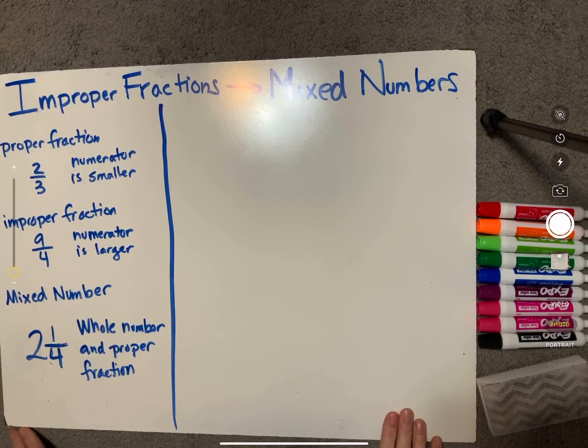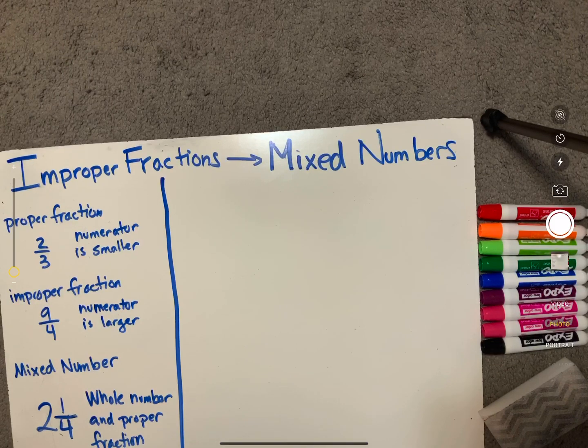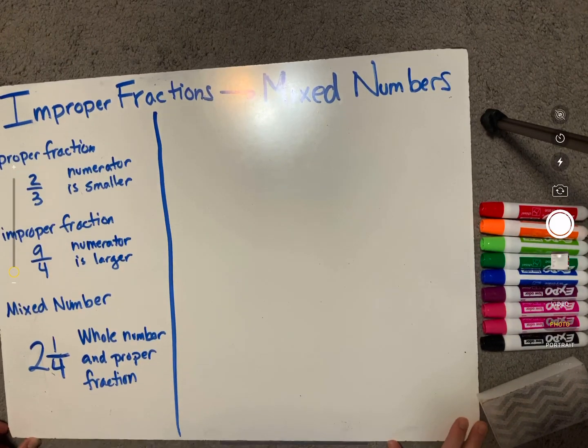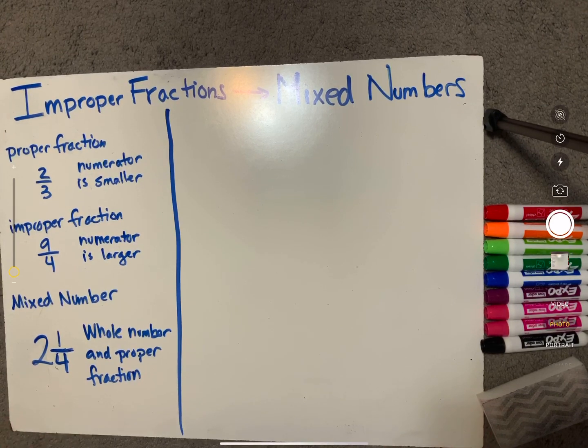Okay, everybody, we are going to talk today about improper fractions and changing them into mixed numbers. So, same notes as before, just to remind us of our definitions. We have a proper fraction, which is where our numerator is smaller than our denominator. An improper fraction, where our numerator is larger than our denominator. And then we also have a mixed number.